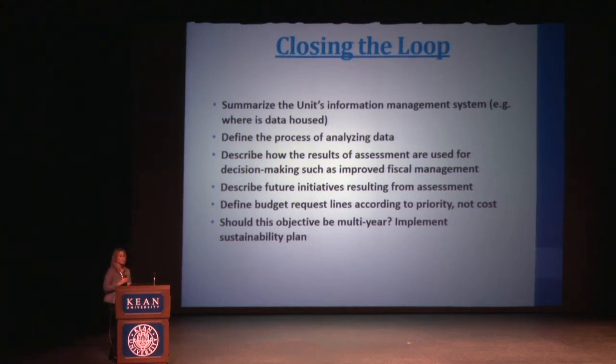Describe future initiatives resulting from assessment. As part of that failed initiative that you may have thought would have worked initially in the fall semester, you may have come up with a future initiative that still encompassed that original one. Describe that. That's the rationale that I'm talking about. Don't just drop it, but do provide a very succinct explanation of why. Define budget line requests according to priority, not cost. Again, I covered this already. And then should this objective be multi-year?